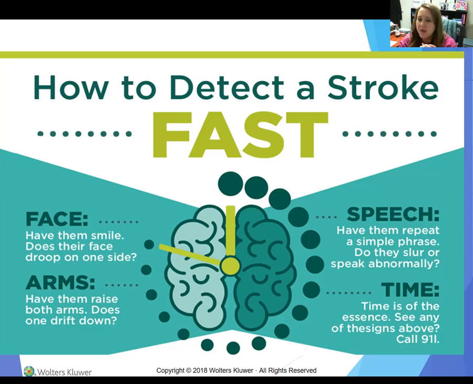or they can't follow that command, or maybe they don't speak at all when you ask them to. And then time. So we need to note the time of when the symptoms initially started, and we need to call 911 because the quicker you can get them into the ER if they're a candidate for TPA, then we need to get that started right away. TPA has to be given within a 3-hour window of the onset of the symptoms of the stroke. So it's really, really important that if any of these symptoms present, that the patient comes to the ER right away.